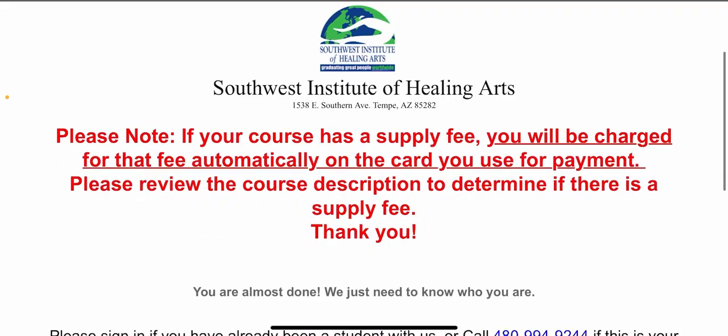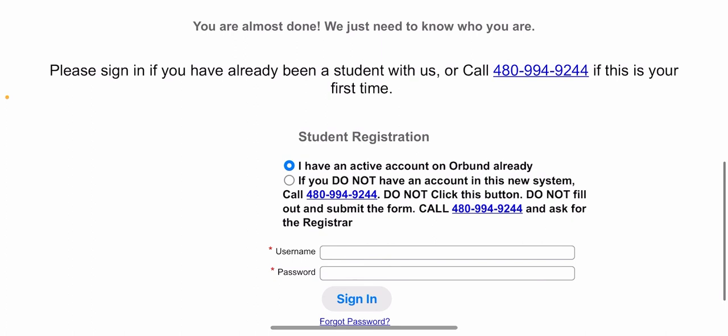This will then take me to the Login screen. If you are a returning student and have used OrBUND before, you will log in as normal. If not, you will need to stop what you are doing at this point and call Student Services to help set up an account for you. Do not create an account on your own.